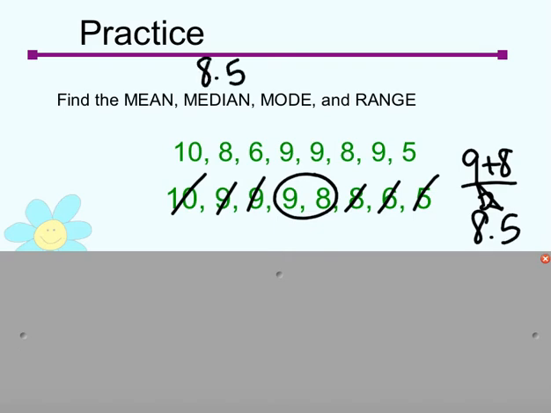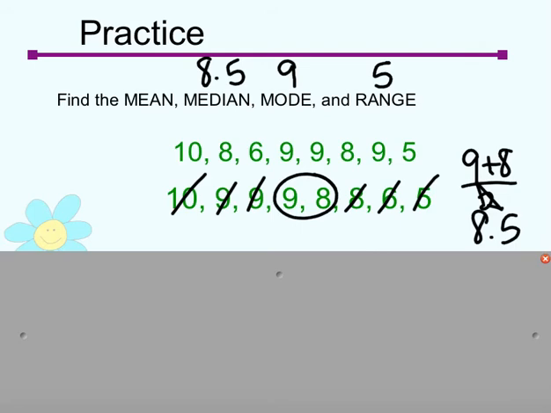Let's do the mode. We have one 10, three 9s, two 8s, one 6, and one 5. So 9 is definitely the one that comes up the most. Range. For this one, biggest is 10, smallest is 5. So we can say we have a range of 5 once we find the difference.